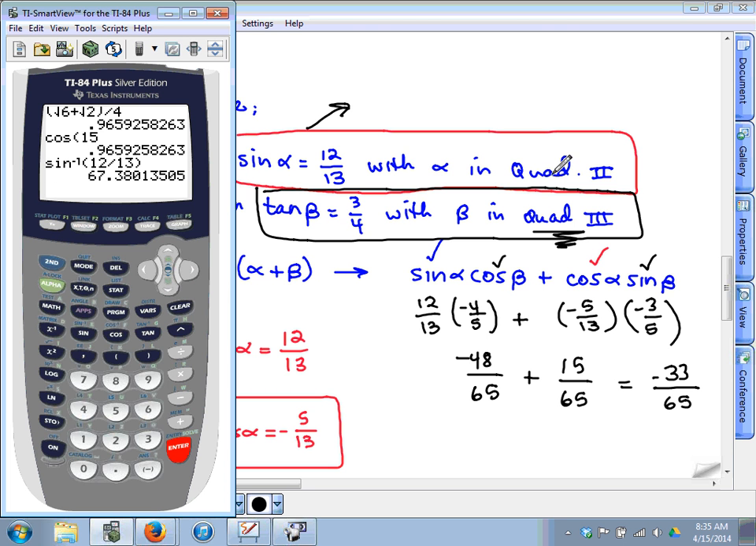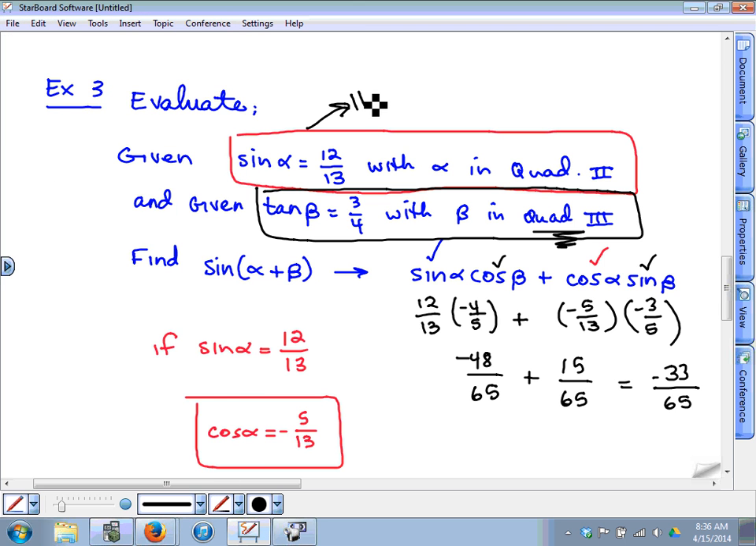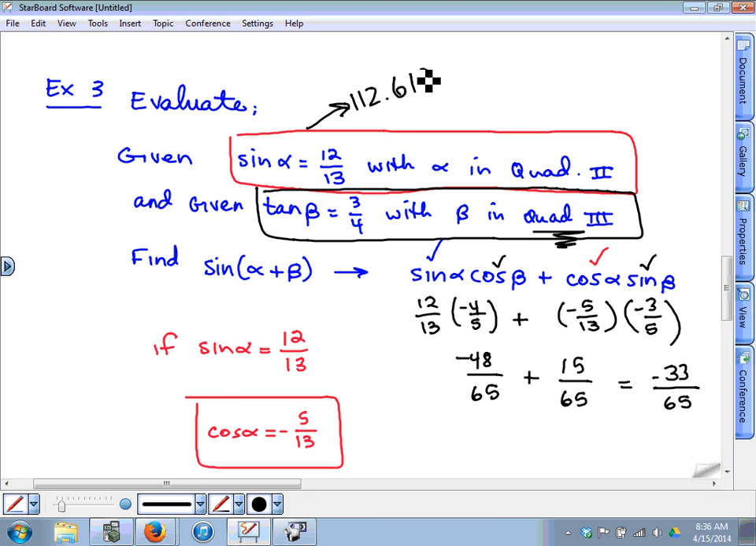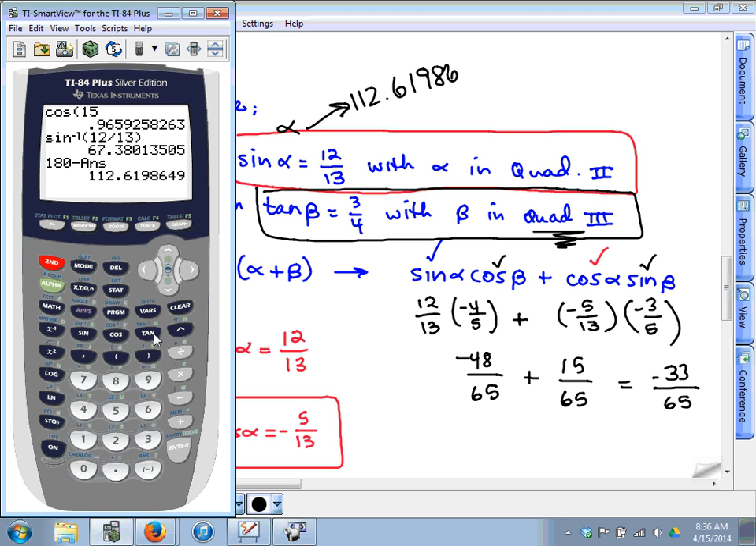So how do we actually find alpha, if this is the reference angle for the actual angle? Subtract that from 180. So I'm going to type in 180 minus, and instead of rounding, which is dangerous because that's going to make your final answer even more off, I'm just going to type in that whole answer. 180 minus that is 112.61986. That's alpha. Now for beta, we can do the same thing. If tangent of beta is 3/4, we can do inverse tangent.